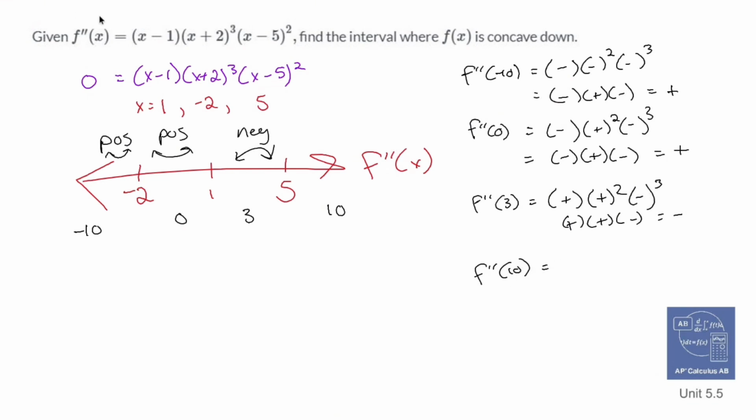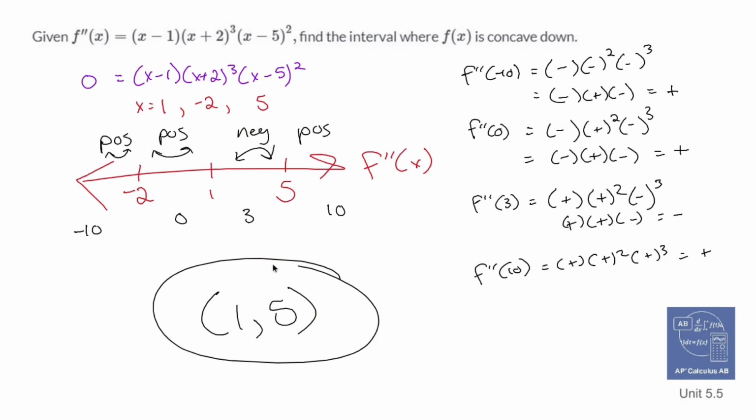And then if I plug in 10, I'm going to get 10 minus 1, positive. 10 plus 2, positive, squared. 10 minus 5, positive, cubed, giving me positive. So the only interval where this is concave down is going to be between 1 and 5. That's it. So kind of a strange problem, but yeah, that's how you do it.